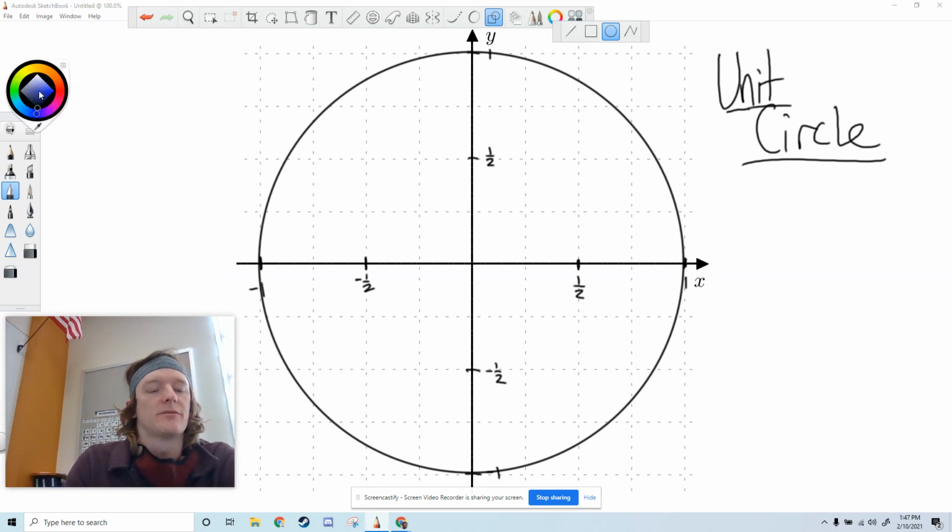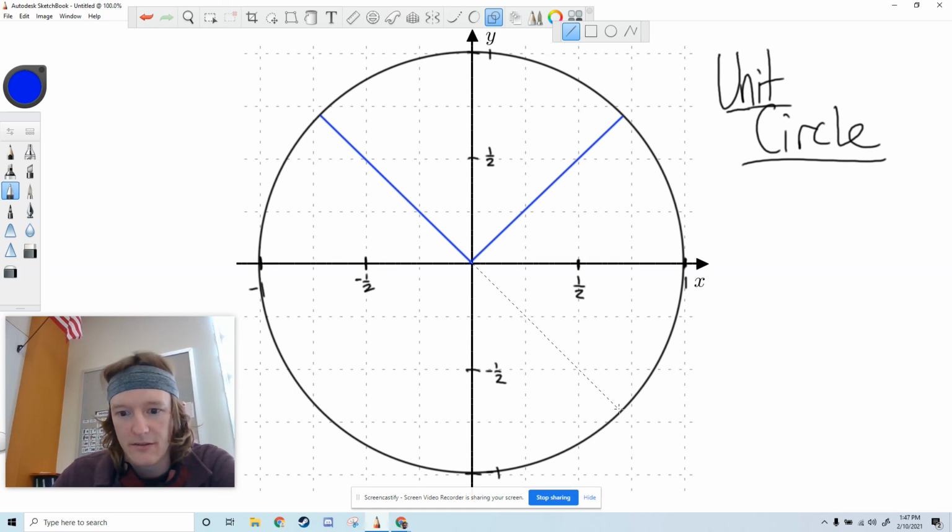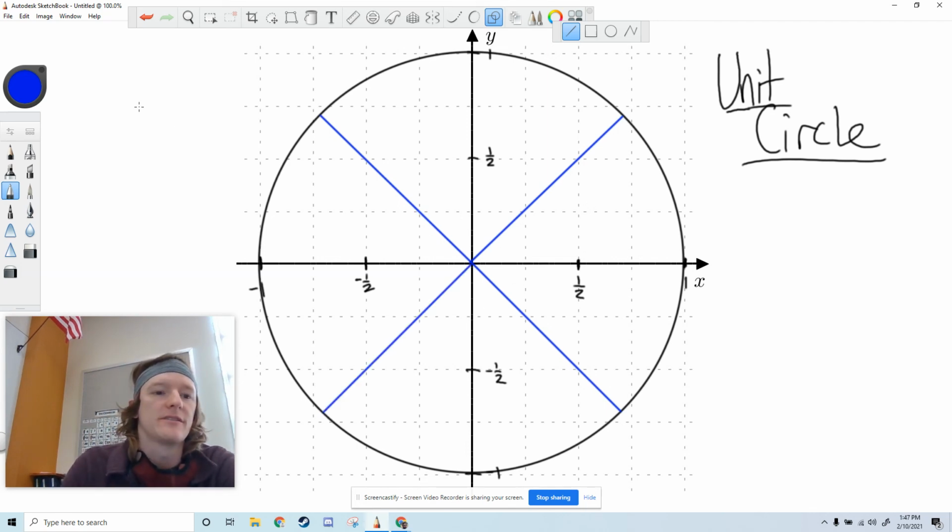Now what we're going to do is break this into 45-degree angles. So we'll go from there to there. Got one from here to here, here to here, and here to here. Now, so that's 45 degrees.